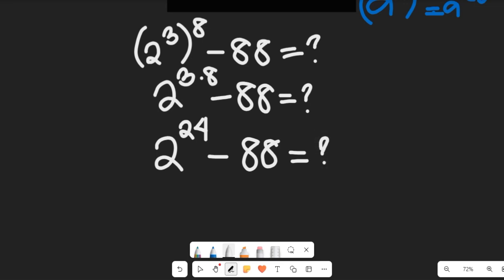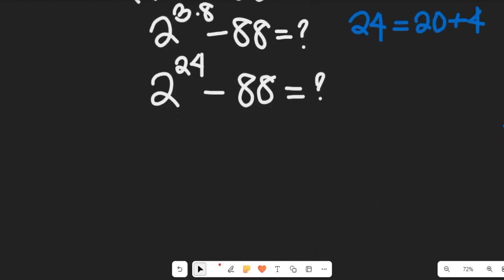minus 88, and that will be equal to what? Now, what do we do from here? Can we easily find 2 to the power of 24? That is also rare and difficult. So what I'm going to do is break that up. If I'm given 24, 24 can be equal to 20 plus 4. So I'm going to make it in such a way that I'll have the powers of 10, which can easily make it evaluatable.